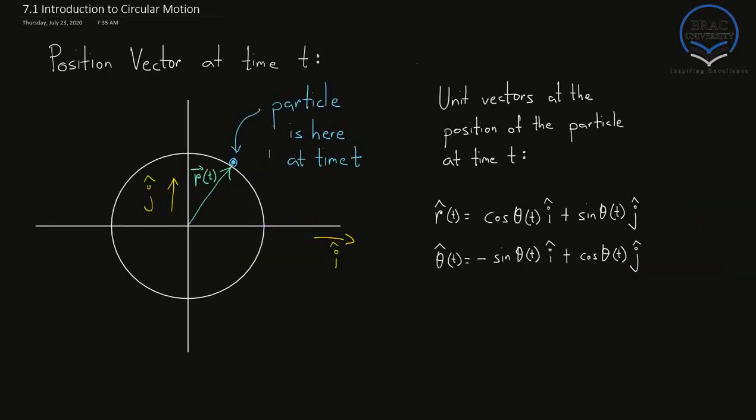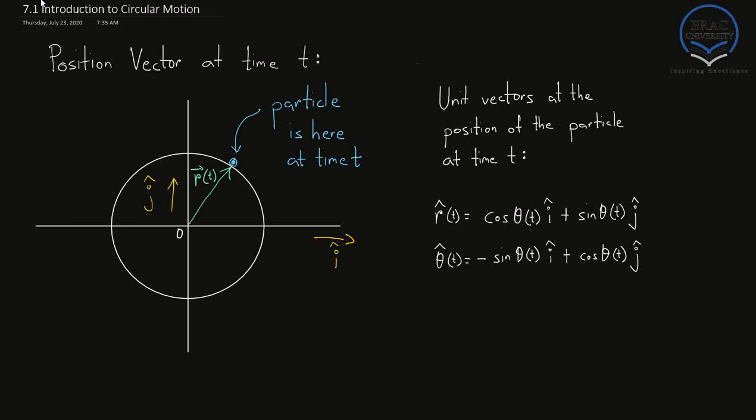Let's use our unit vectors to talk about the position vector of a particle moving in circular motion at some time t. So here we have a particle that's moving with respect to this origin in circular motion. Suppose the particle is in the place shown at some time t. Then the radius, the length of this green arrow, is r. The position vector is given by that arrow, r of t.